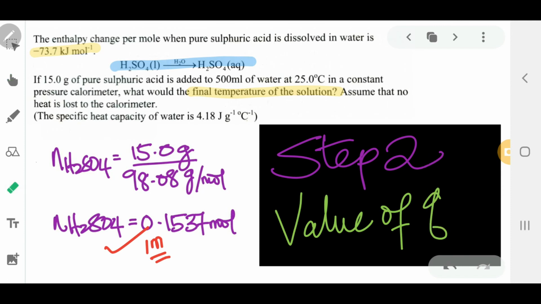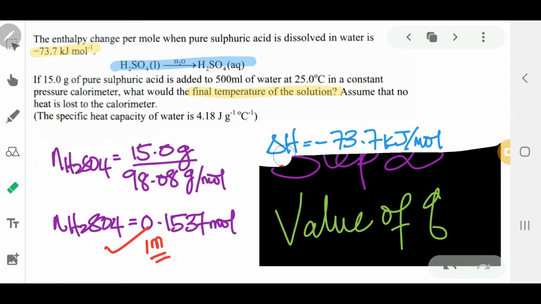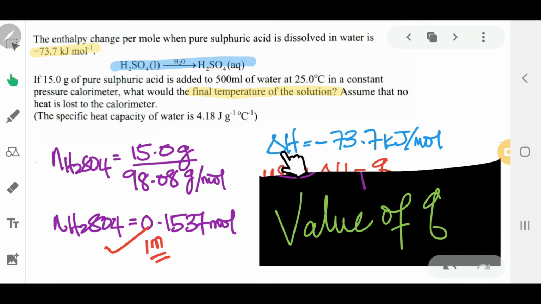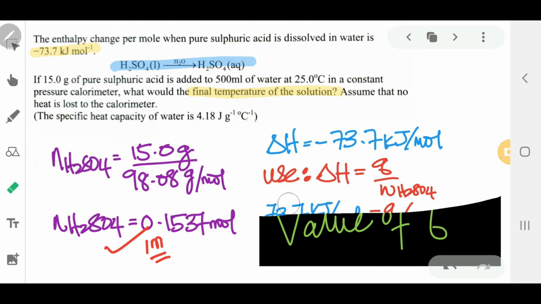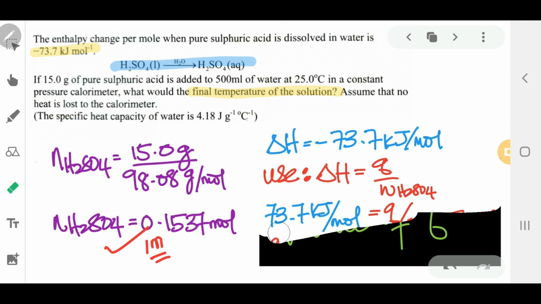So step 2, we're going to find the value of Q. You're going to take the delta H value, which you have over here, negative 73.7 kilojoule per mole, and we're going to use the formula right there. Delta H equals Q over number of moles of sulfuric acid. When you use this formula to find the value of Q, you can ignore the negative sign, because the negative sign is simply to show that it is exothermic. So I have ignored the negative sign.